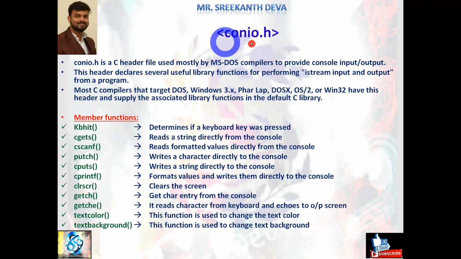Next, the conio.h header file, the console input output header file, is a C header file used mostly by MS-DOS compilers to provide console input output. This header declares several useful library functions for performing input and output from a program. Most C compilers that target DOS or Windows have this header and supply the associated library functions in the default C library.